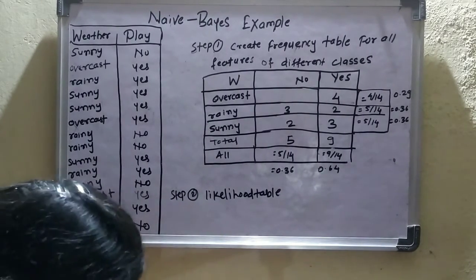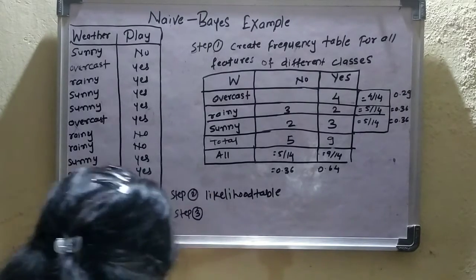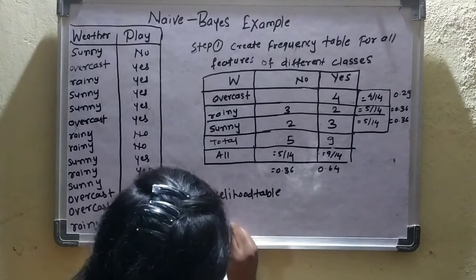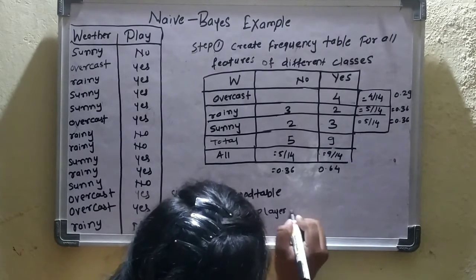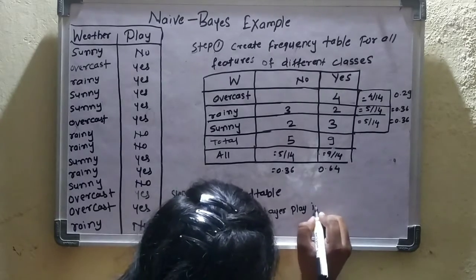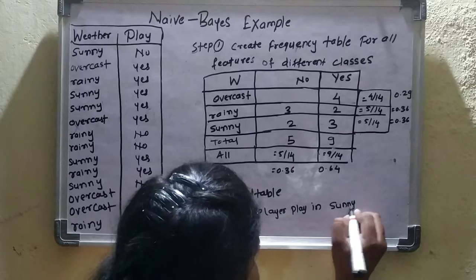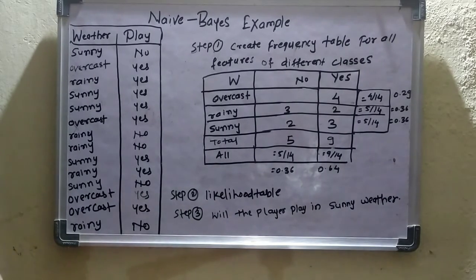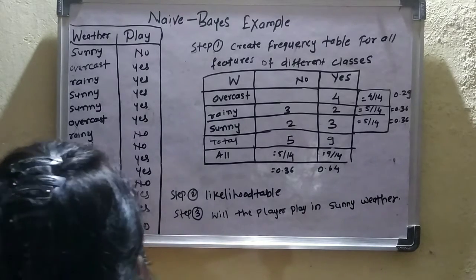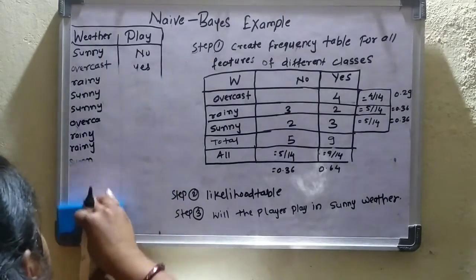Now what is step 3? Step 3 is the question that we have. The question is, will the player play in sunny weather? So the condition is given as, will the player play in the sunny weather? Now we have to calculate. Now we don't want this table, so I will erase it so that we can solve the numerical.